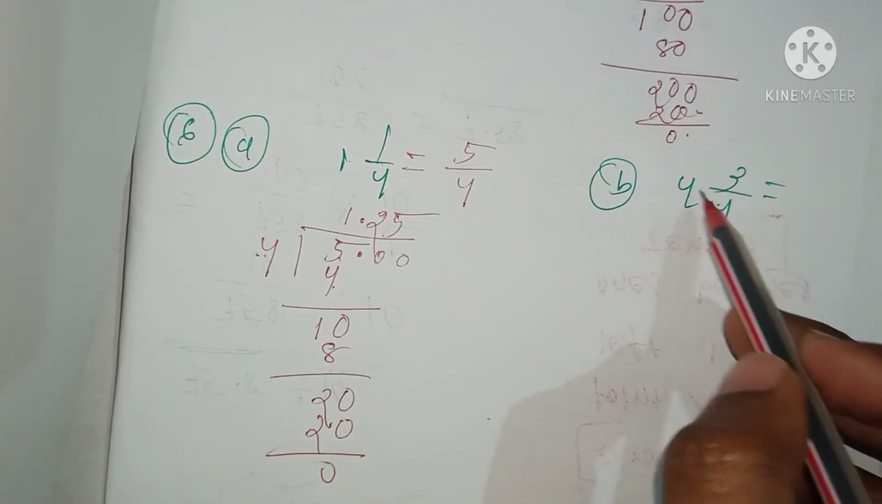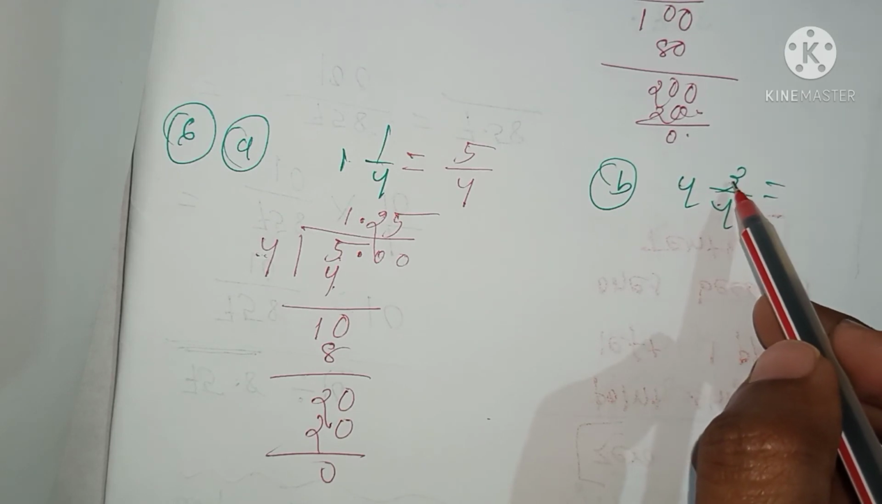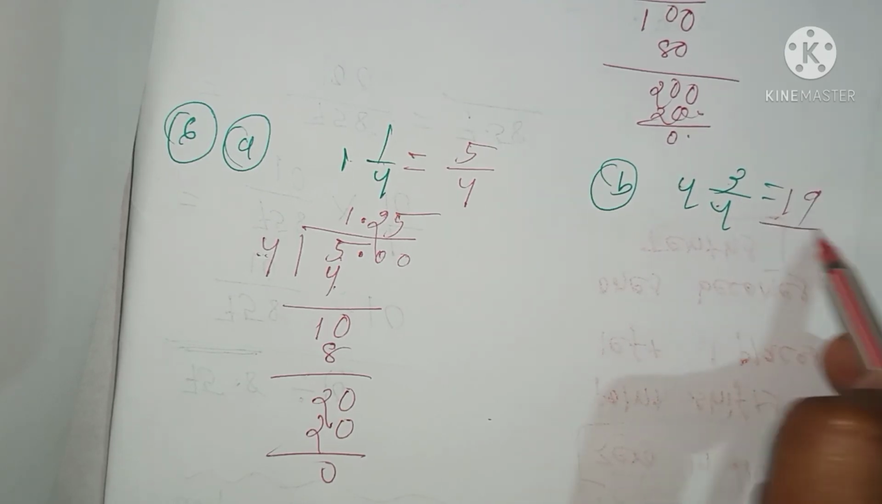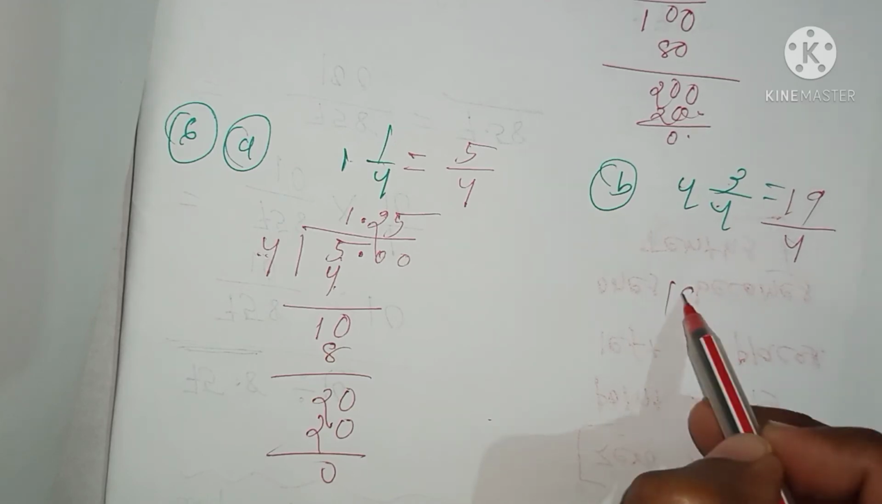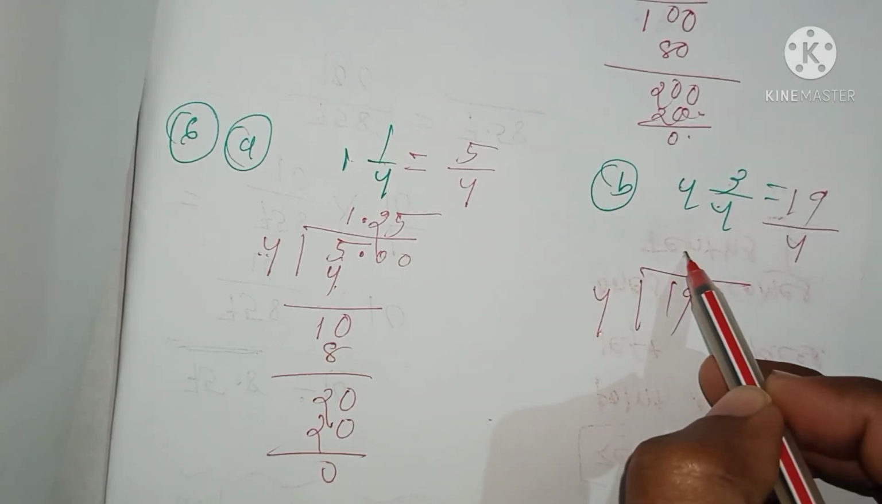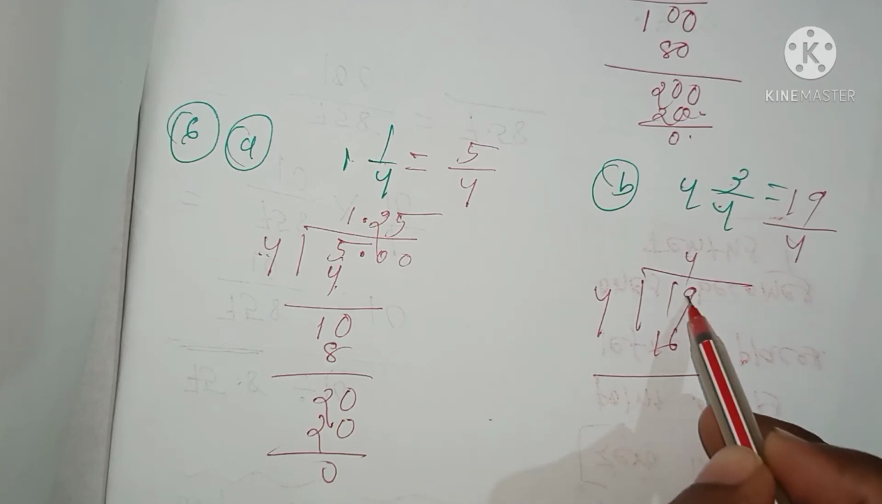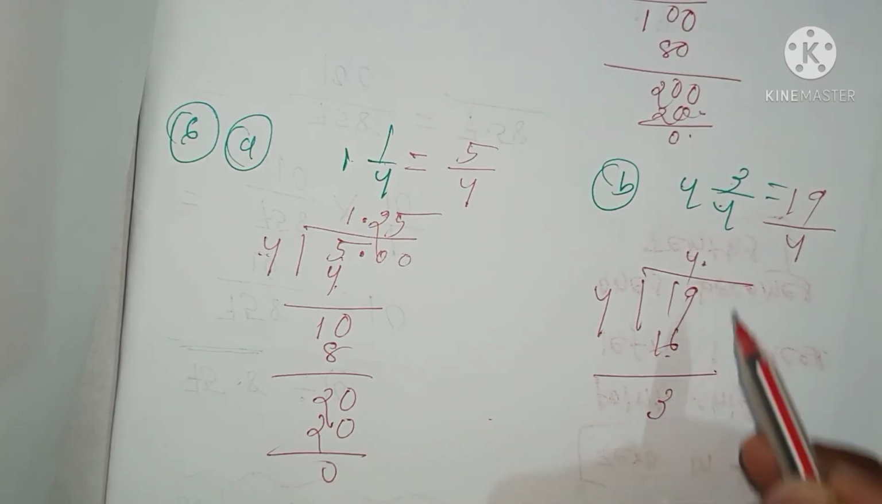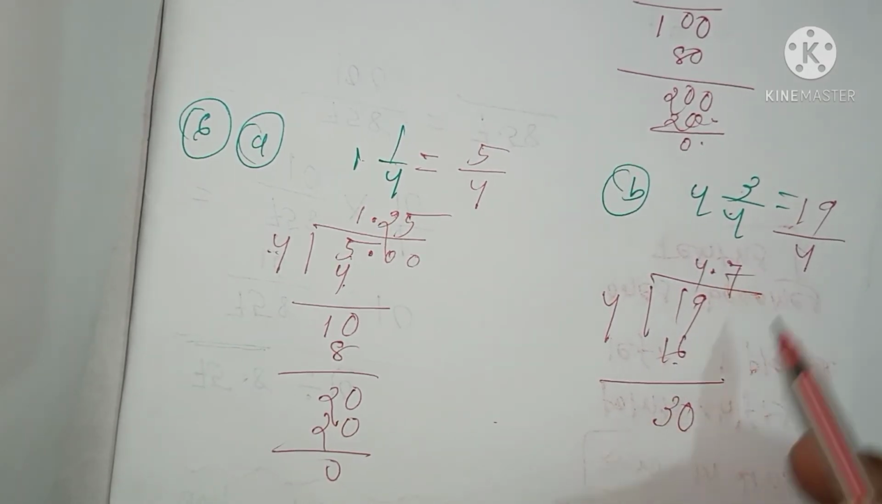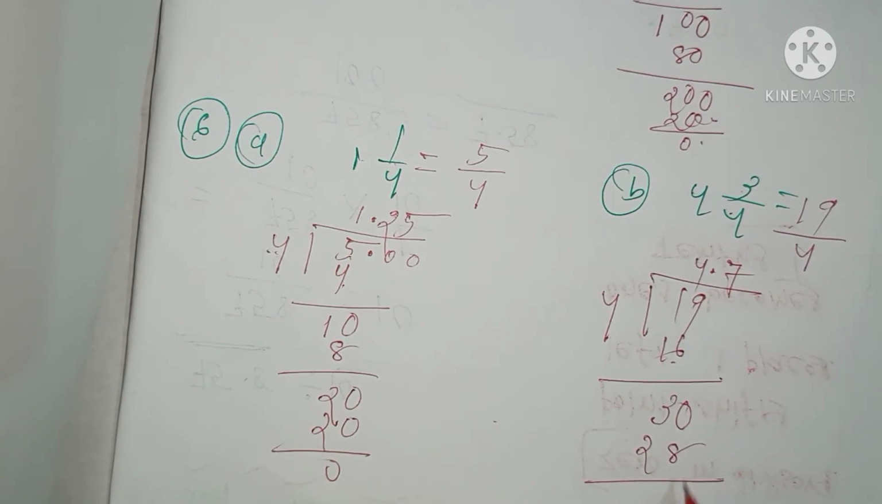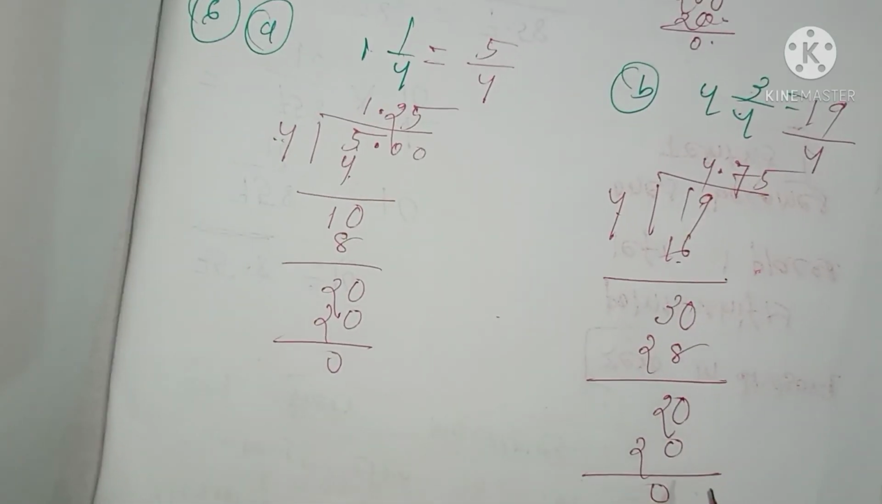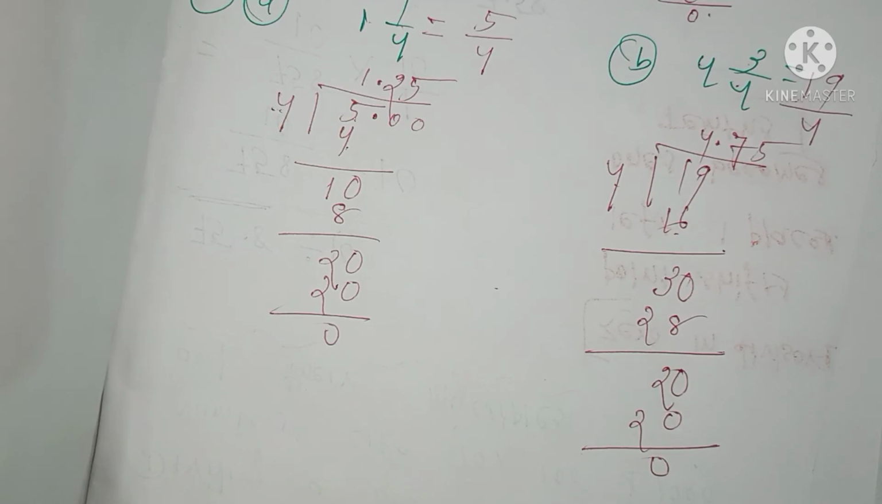Similarly this one, 4 4s is 16 plus 3 equals 19 by 4. So 19 divided by 4. 4 4s is 16. 9 minus 6 equals 3. We'll put a point here, 1 0 will be brought down. Then 7, 28. Here is 2, 1 0 will be brought down. 4 5s is 20. So 4.75. So clear to all of you? So this type of question, which I have not done, you can do this way.